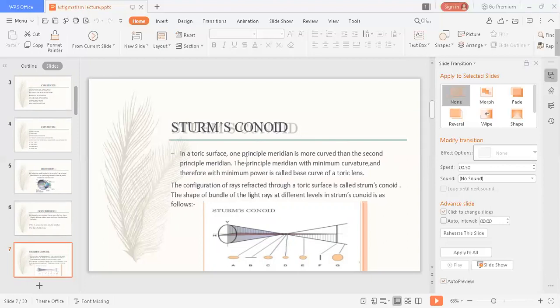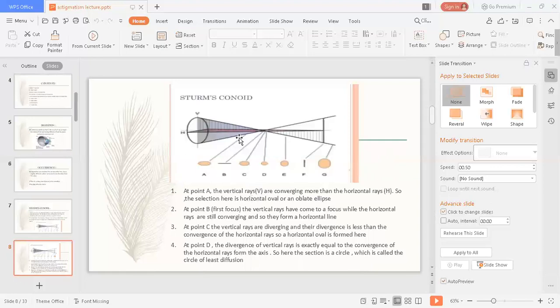So in a toric surface, one principal meridian is more curved than the second principal meridian, and the principal meridian with the minimum curvature or minimum power is called the base curve of the toric lens. The configuration of rays refracted through a toric surface is called Sturm's conoid, and the shape of the bundle of light rays at different levels in Sturm's conoid is as follows. That is given in the diagram.